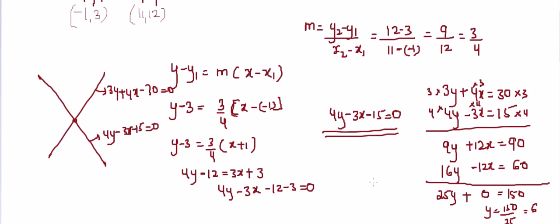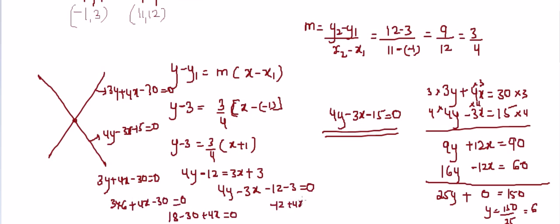Now put this value in either of the equations to get the value of x. So this is 3y plus 4x minus 30 equals 0. On putting y equals 6, 3 times 6 plus 4x minus 30 equals 0. That is 18 minus 30 plus 4x equals 0. That is minus 12 plus 4x equals 0, which will give me 4x equals 12 and x equals 3. So we get the coordinates x as 3 and y as 6. So point of intersection is 3, 6.